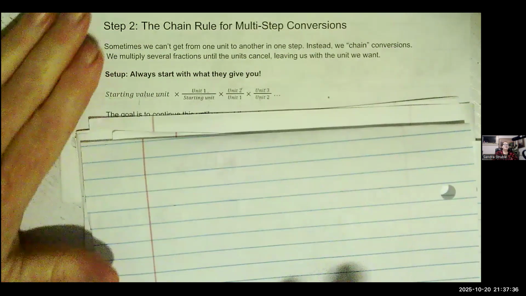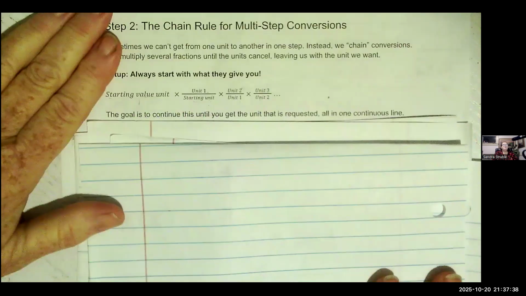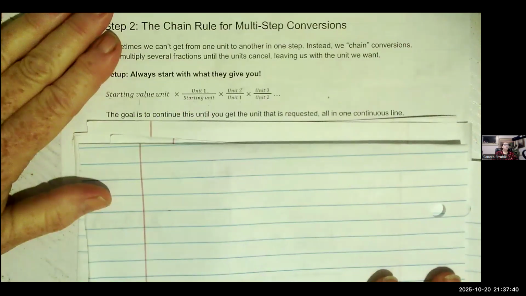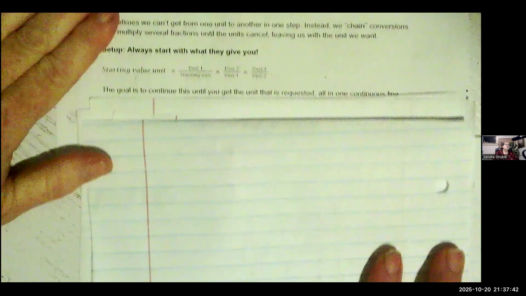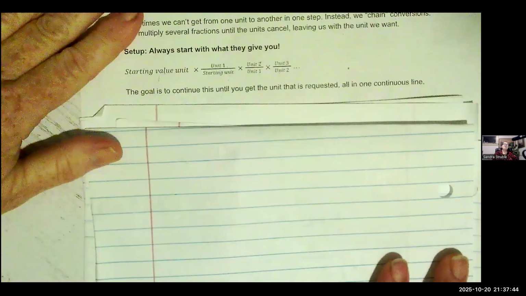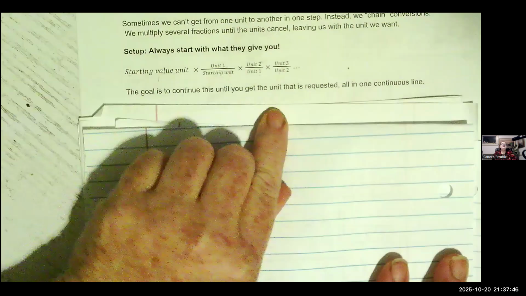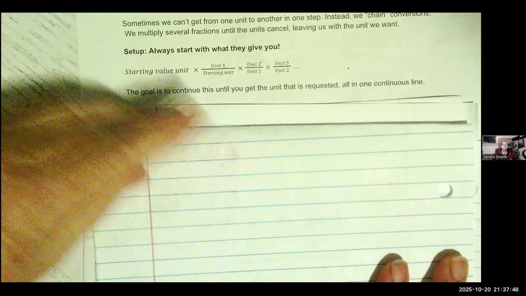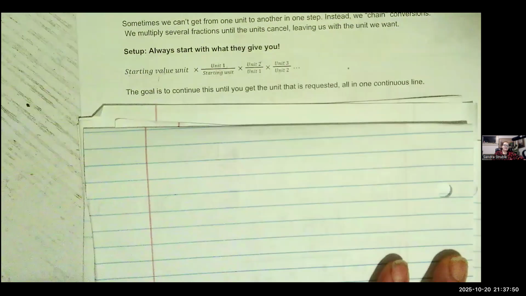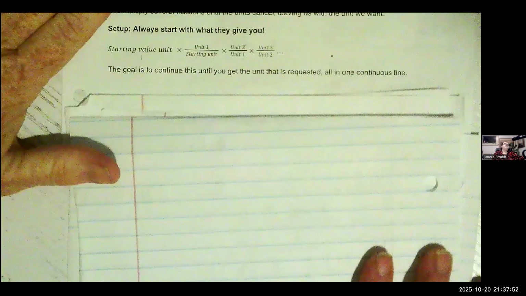Right now, I just want us to get down to where we can do 2, because once you can do 2, you can do 3, and you can do more. The goal is to continue until you get the unit that's requested, all in one continuous line. You will not see me breaking this into multiple steps. That's when mistakes happen.